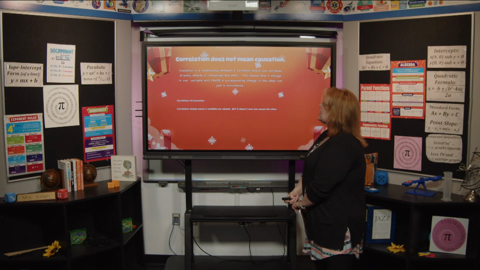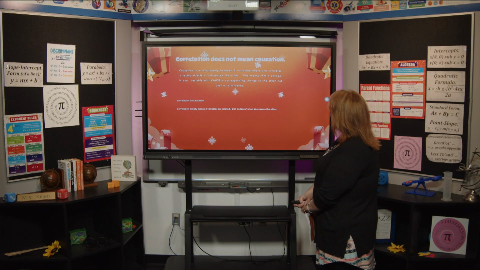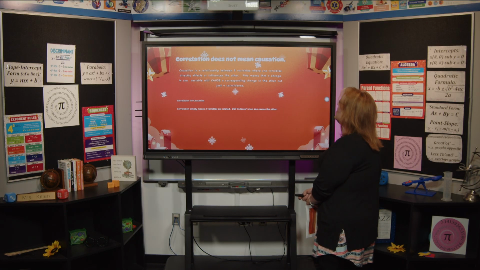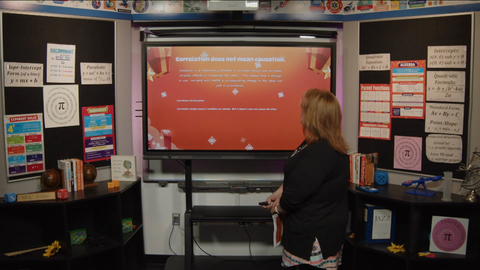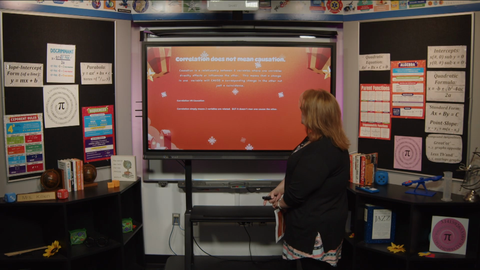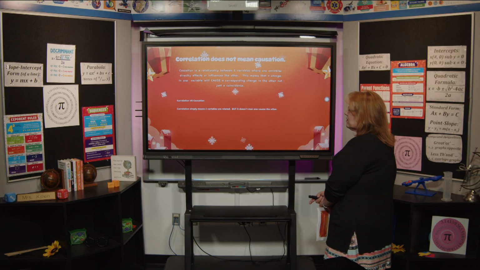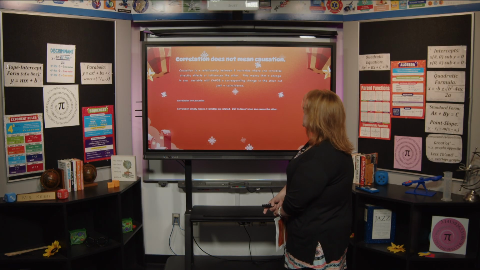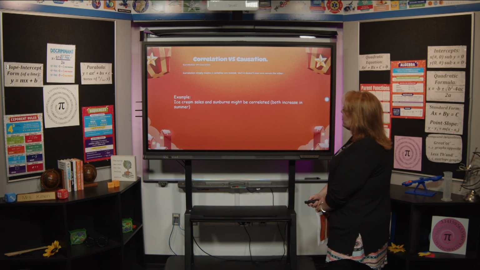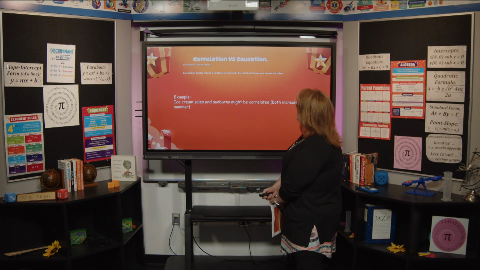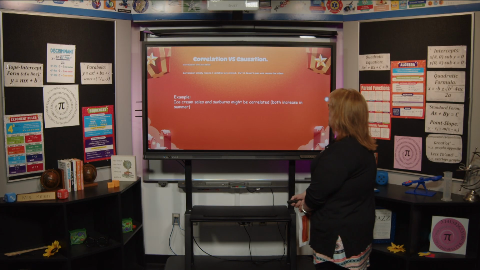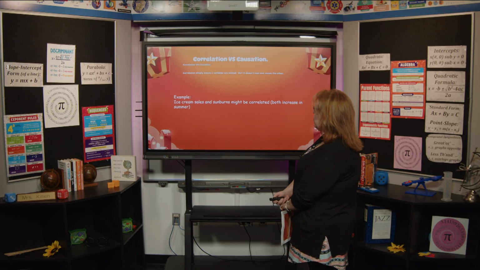So a causation is a relationship between two variables when and where one variable directly affects or influences the other. This means that a change in one variable will cause a corresponding change in the other, not just a coincidence. Correlation versus causation. Correlation simply means two variables are related, but it does not mean one causes the other. So let's look at this. Correlation versus causation example. Ice cream sales and sunburns might be correlated, both increase in the summer.